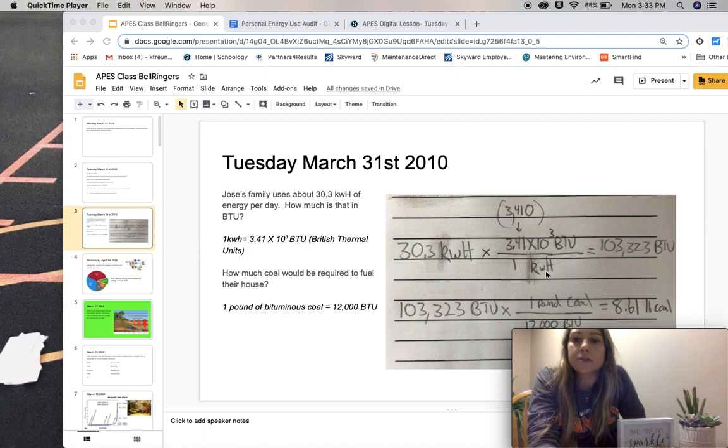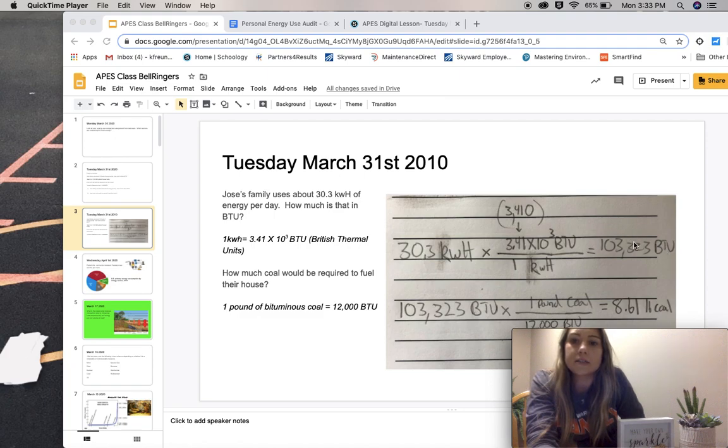So 1 kilowatt hour is going to go on the bottom. Notice that these units match up with these units, so another way to set up your conversion is to always drag these units down to the bottom. It's 1 kilowatt hour for every 3.41 times 10 to the third BTU, and to take that out of scientific notation, it's 3,410. Once we calculate, we multiply across the top and divide by the bottom, and you get 103,323 BTU. That would be the energy equivalent in British thermal units.